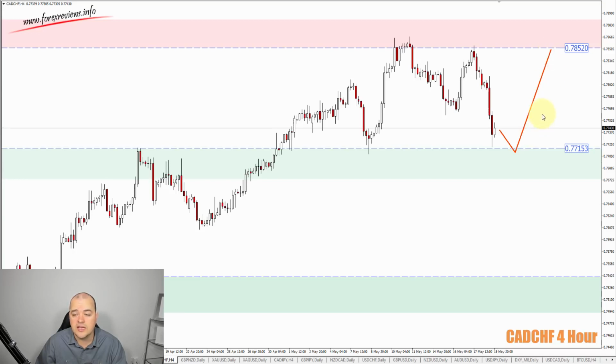So overall on CAD Swiss, on a test of the 77.15 zone area, this is an area on this market where I'm just looking for bullish evidence and a potential move to the upside from this important area. Potentially a move all the way up to the 78.52 zone area to the upside. Okay, well that's that market.